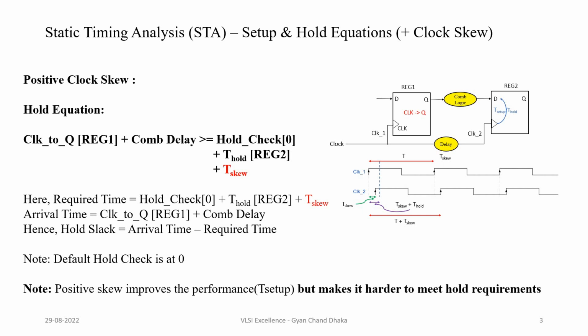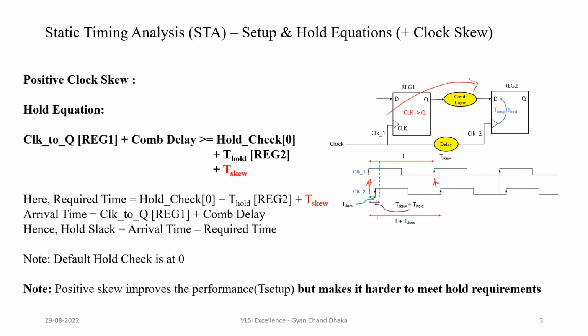Now we will see the impact of positive clock skew on the hold equation. Here you can see the waveforms with t skew incorporated, but in the ideal case, this is clock 2. In ideal situations, the rising edge will be here and then the rising edge will be here. If the rising edge is here, then we have some hold requirement, the hold time of the flip-flop. So the propagation delay of the data should be more than the t hold time of the flip-flop.